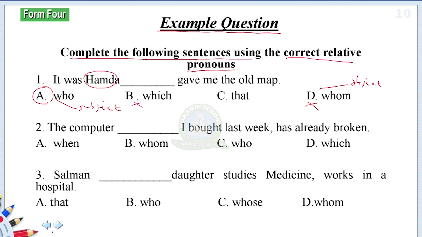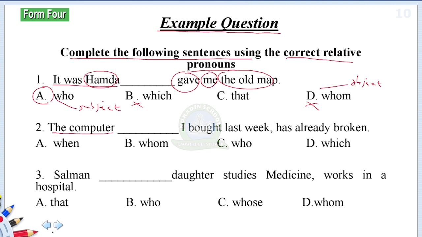So, if I say to you, which one is correct? This is the object of the sentence, and this is the main verb. And this is the direct object. So the sentence has two objects, direct object and indirect object. Me is the indirect object, and the old map is the direct object. But where is the subject? Hamda. So this one is standing for Hamda, and it's a relative clause. It was Hamda is the main clause. Who gave me the old map is the relative clause, because who introduces this clause.